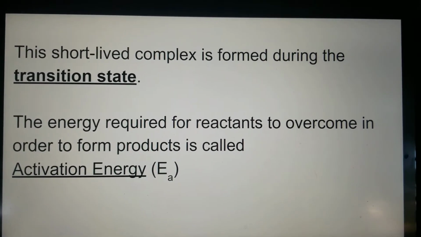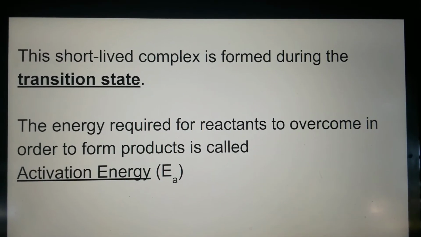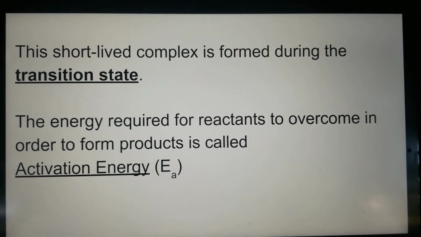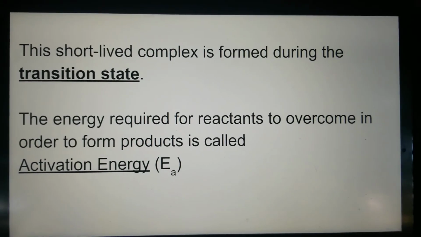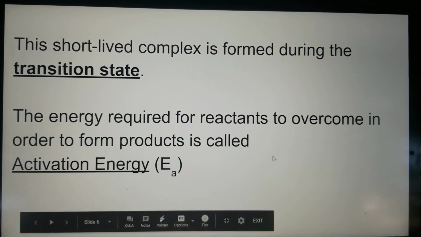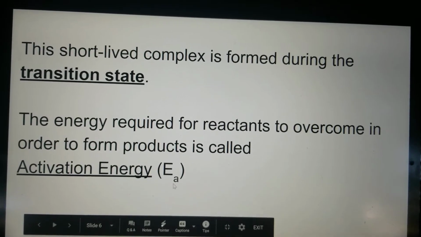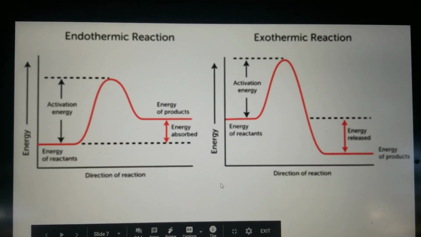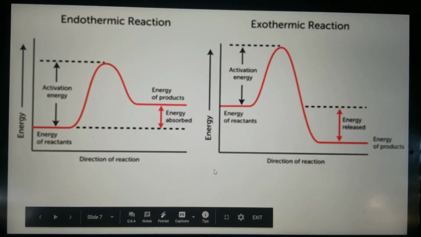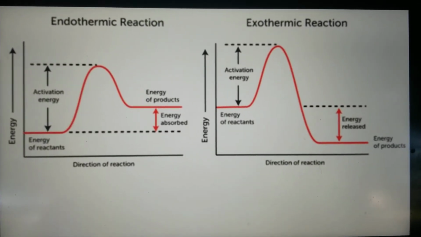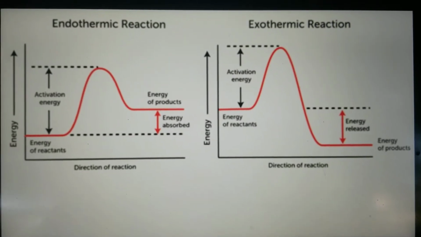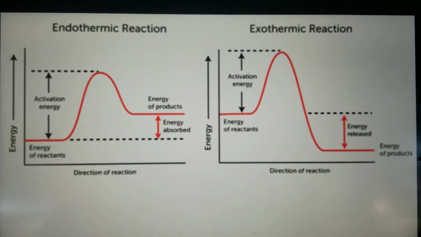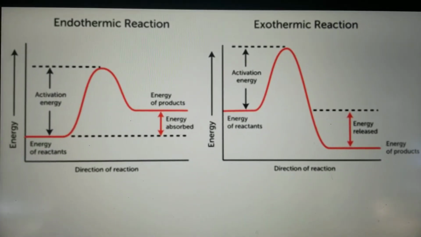And the amount of energy required for those reactants to get to the transition state is called the activation energy. That is going to be represented with capital E and then a little subscript A, activation energy. So here are your 2 graphs. This is all review from last year, and so hopefully these look familiar to you. We have the exothermic graph on the right and the endothermic graph on the left.